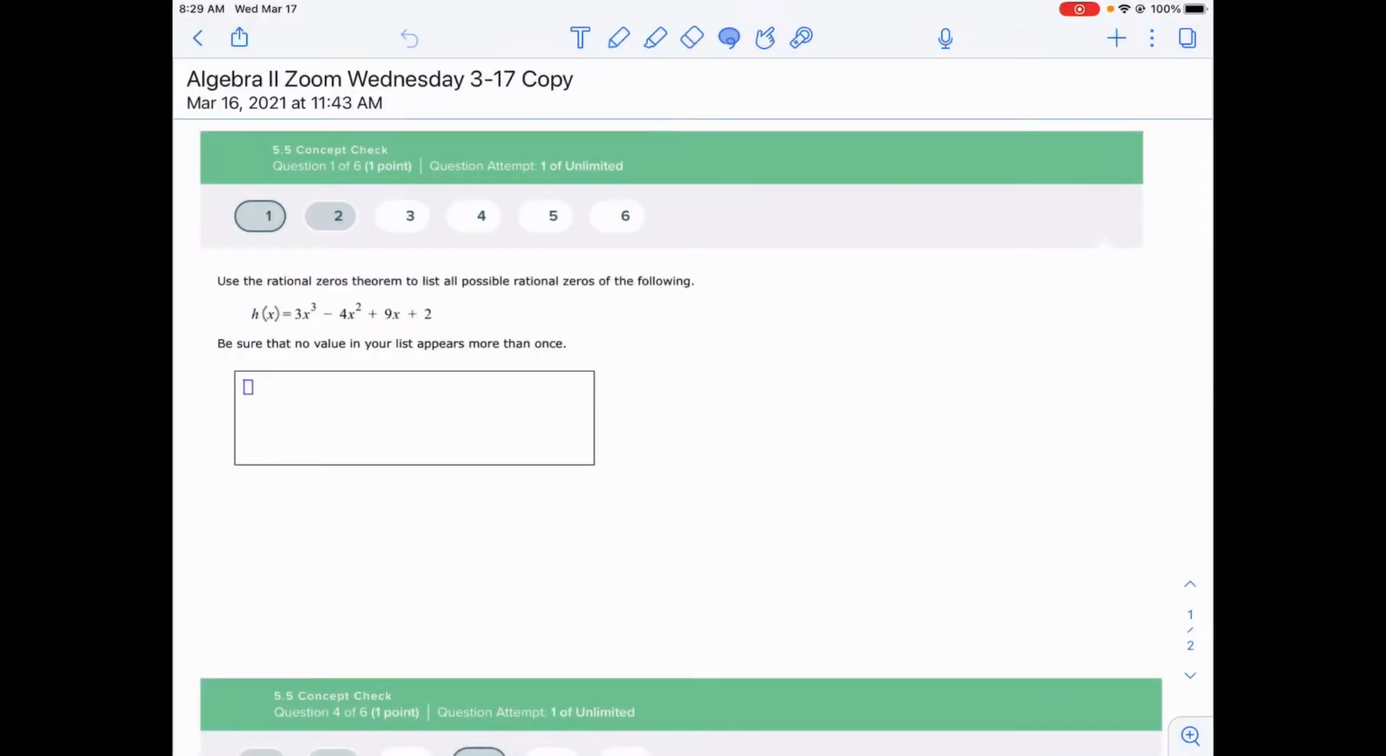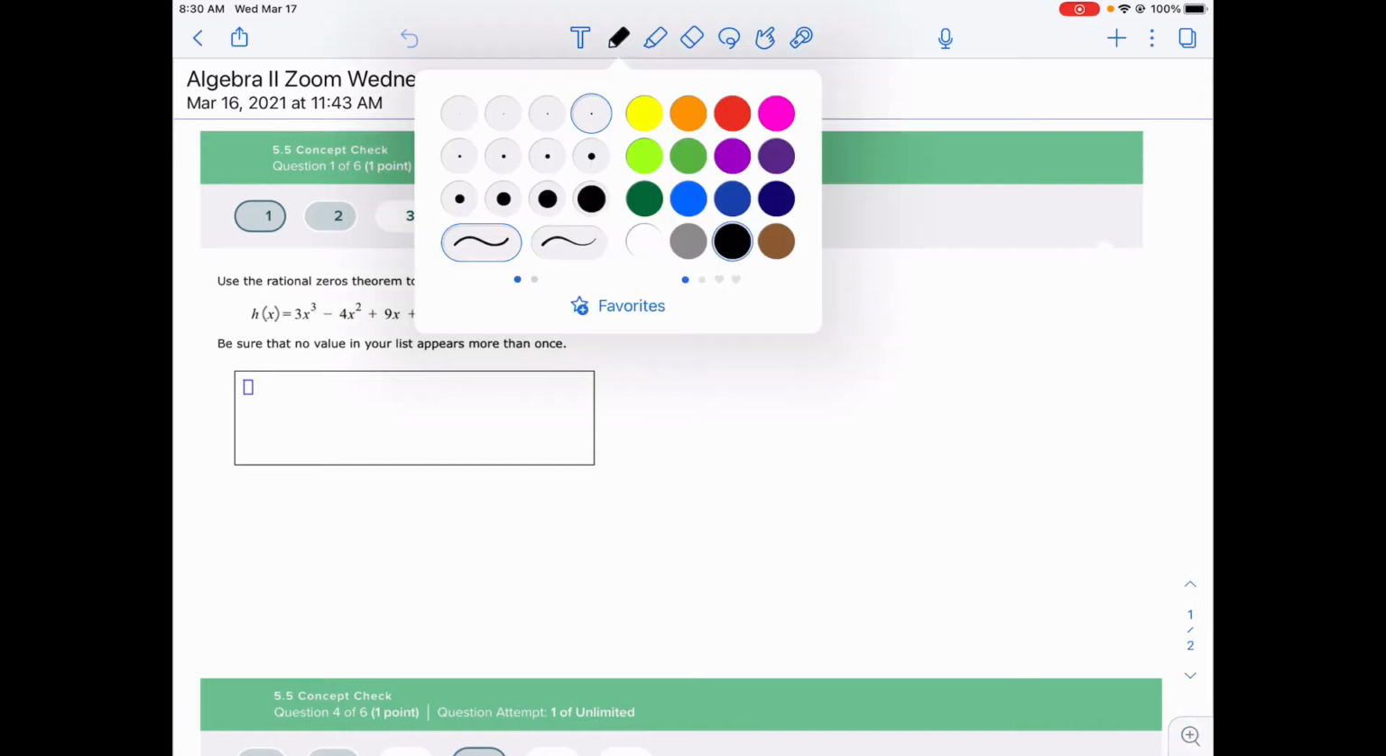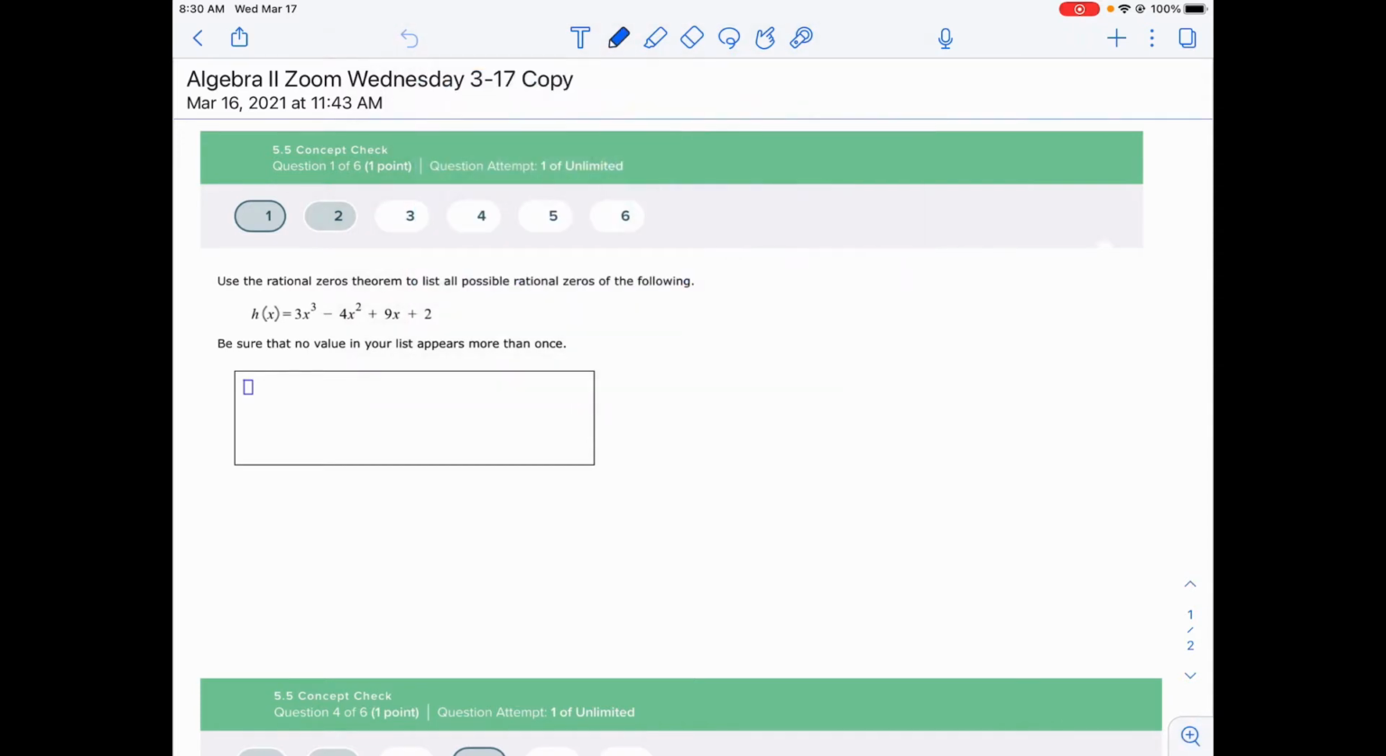All right, so this first problem says use the rational zeros theorem to list all possible rational zeros of the following. So what this means is we're going to use P over Q. In this case, keep in mind that P would be 2. Q is then our leading coefficient, which is 3. So we're taking the factors of P over Q.